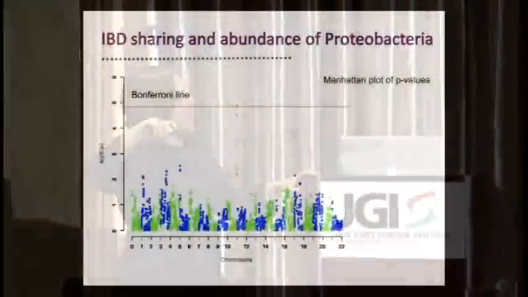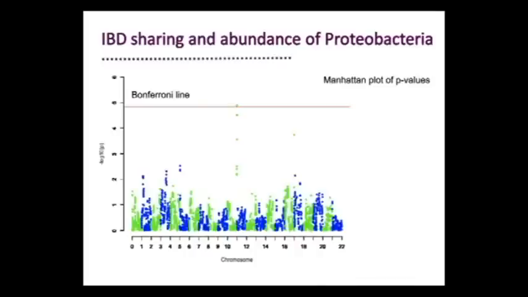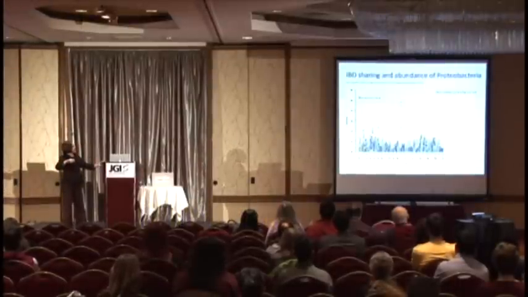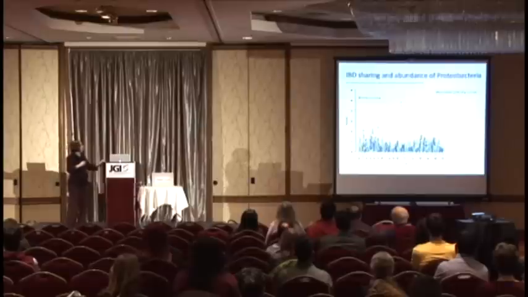So now, as we go across the genome, these are the chromosomes again with alternating colors, and these are p-values derived from these regressions where we're regressing the IBD sharing against the quantitative data. In this case, you're looking at the abundance of proteobacteria, and you can see some very significant p-values here. The higher the number here, the more significant the p-value. The Bonferroni correction line is shown. This is extremely conservative, but you can see that even some of these values are reaching the Bonferroni line.